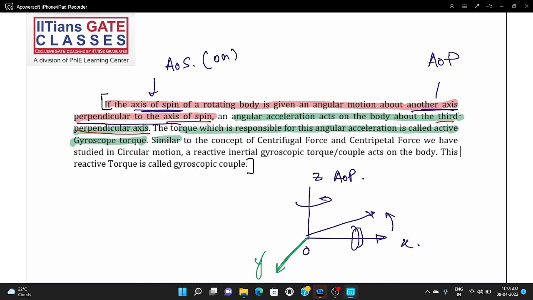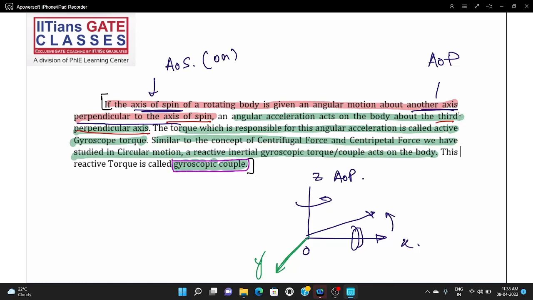This is similar to the concept of centrifugal force and centripetal force we have studied in circular motion. A reactive inertial gyroscopic torque will act on the body. So if there is an active torque, there will be a reactive torque which will act on the body. And this reactive gyroscopic torque is called the gyroscopic couple.